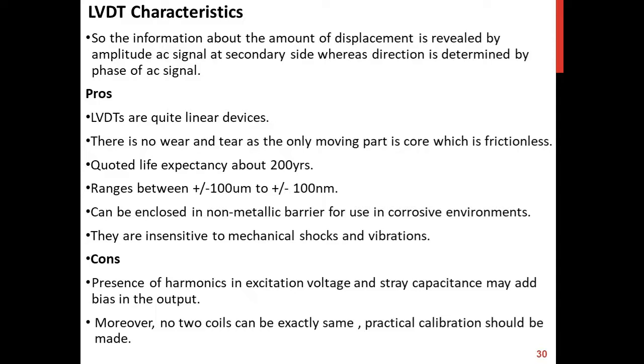The main disadvantages are that the presence of some harmonic or distorted signal at the input side results in mutual induction and creates some amount of voltage at the secondary side, which results in biasing in the output. Moreover, the secondary coils A and B, which I discussed earlier, cannot remain exactly the same, so some amount of voltage will always appear at the output side when there is no movement of the core.